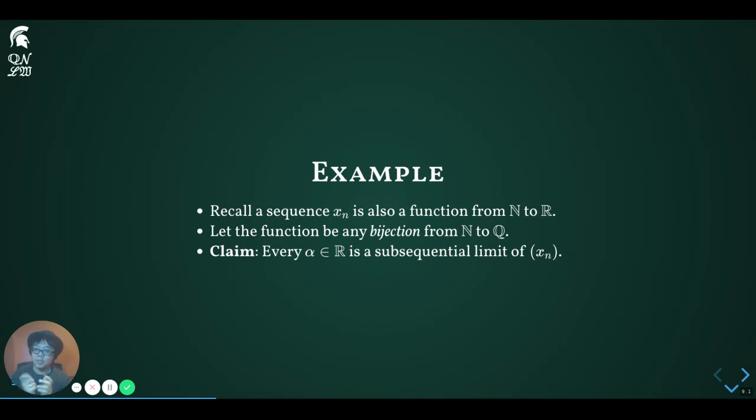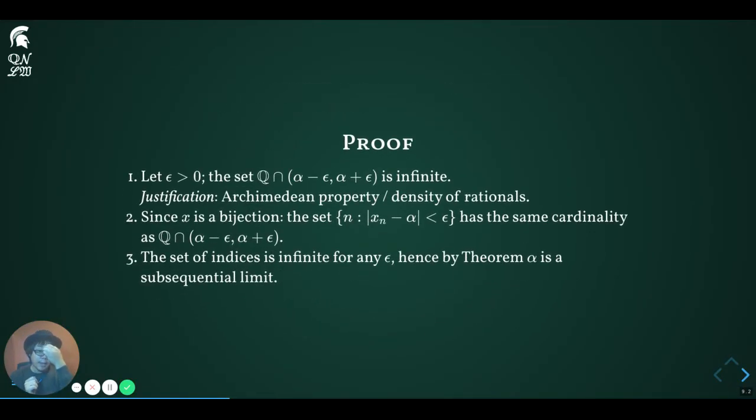My claim is that when a sequence is defined in such a way, as a bijection with the rationals, then every real number alpha is in fact a subsequential limit of x sub n. We will again approach this using the theorem discussed a few slides ago. And hence, we wish to show that within any distance epsilon of any alpha, there are infinitely many terms of the sequence. But this is not too hard to see.